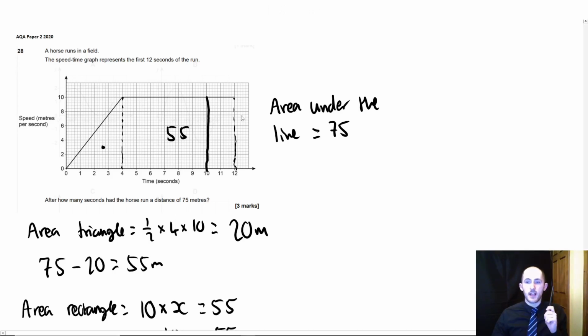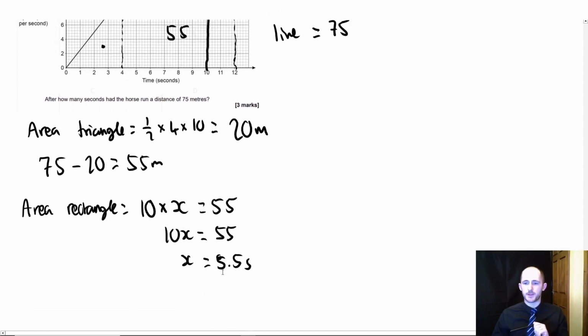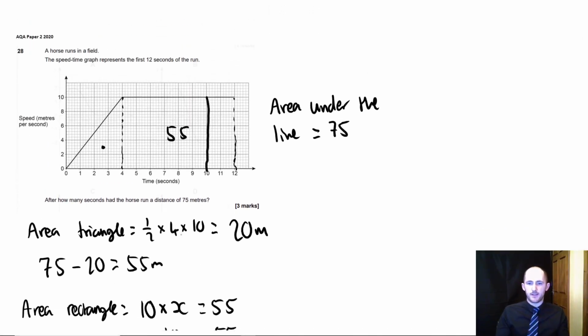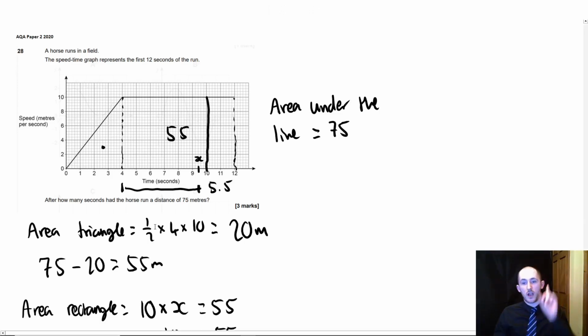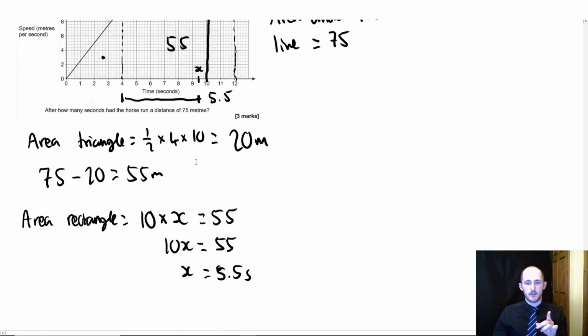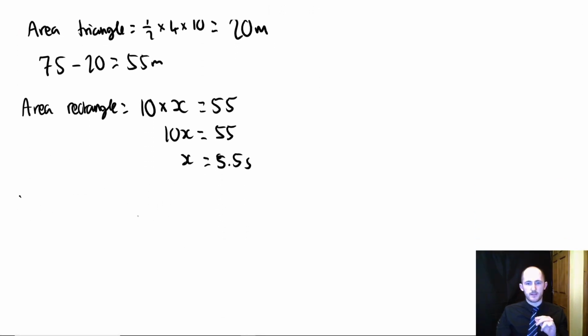You are correct. If you used 8, you would work out the total distance the horse ran. Yeah, that's my bad. I didn't explain that very well, to be honest. So what I know is that the difference between 4 and my mystery time, which I'm going to call x, is 5.5. So the actual time to run 75 meters is 4 seconds plus x. Does that make sense?